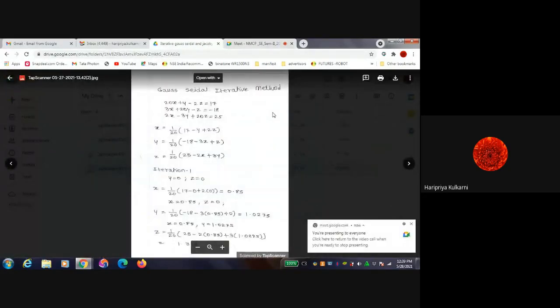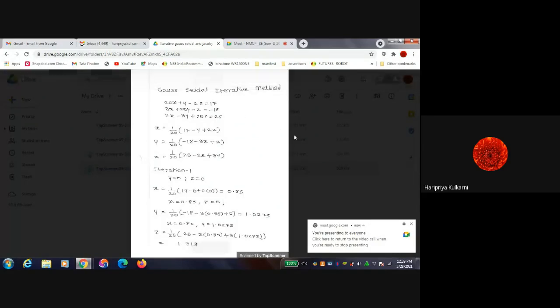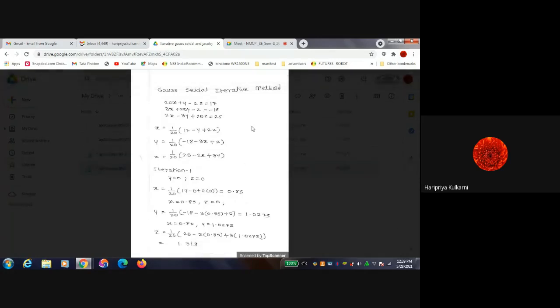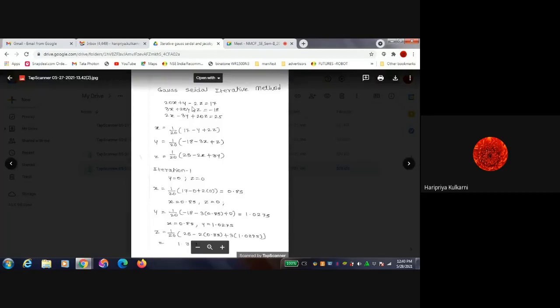So let's see how to solve the numerical. Suppose the three equations are 20x plus y minus 2z equal to 17, which is my first equation; 3x plus 20y minus z equal to minus 18, the second equation; and 2x minus 3y plus 20z equal to 25.